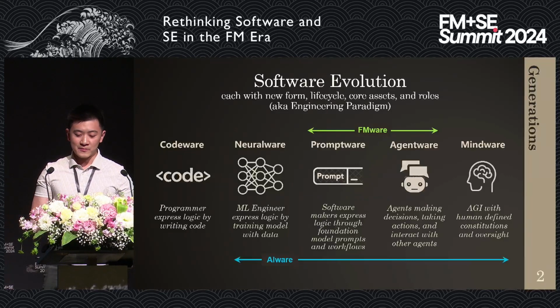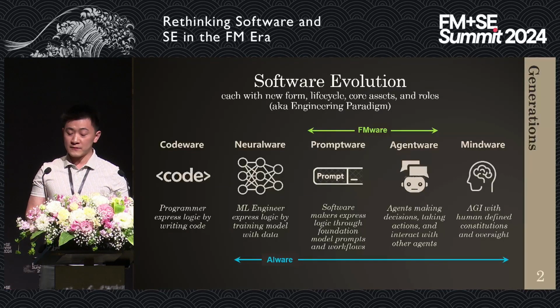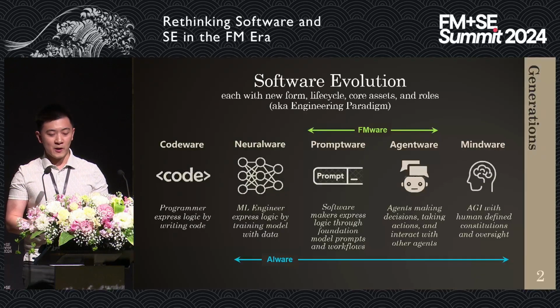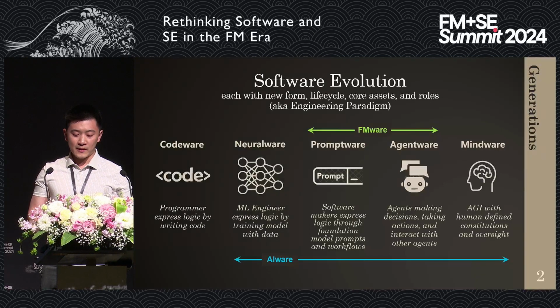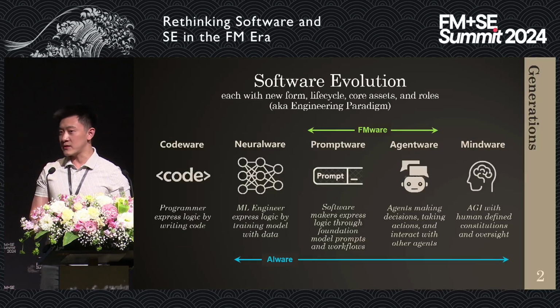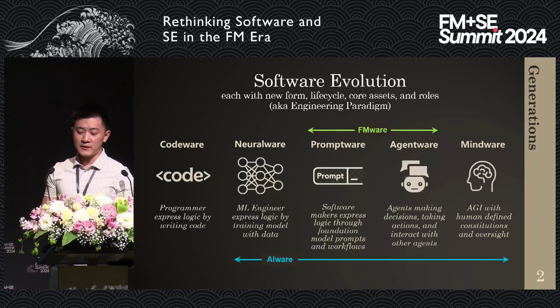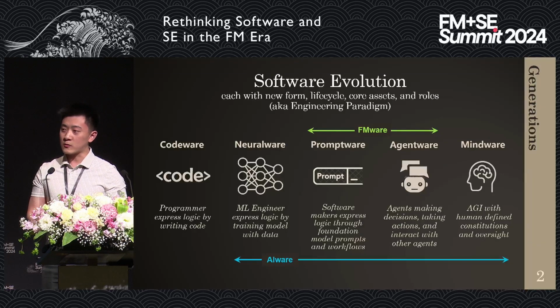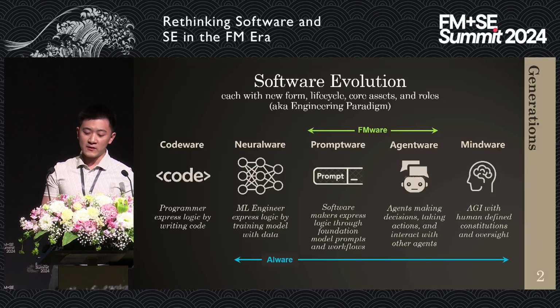Ahmed has previously mentioned briefly the general evolution of different software systems, from the most traditional codeware, to where we introduce the traditional or conventional AI models, and then to promptware, agentware, and mindware. But I'd like to talk a little bit more about what it means for engineering. With each generation of software, it's not only a new form of the software, it also impacts the lifecycle, the core assets, and the roles involved in developing such software. In another way, it's changing the engineering paradigm that we're using to develop such software.